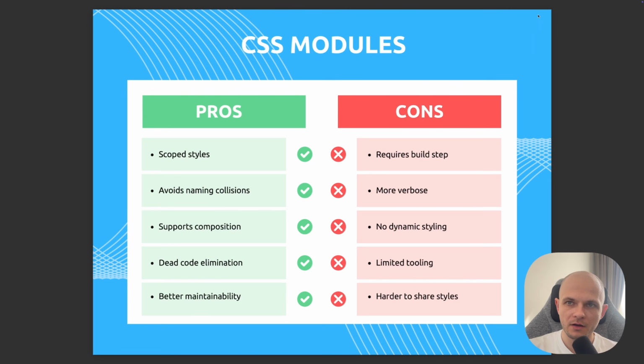So the pros are that it has scoped styles, avoids naming collisions, supports composition, dead code elimination, and better maintainability. In terms of cons, it requires a build step, is more verbose, has no dynamic styling, limited tooling, and harder to share styles.